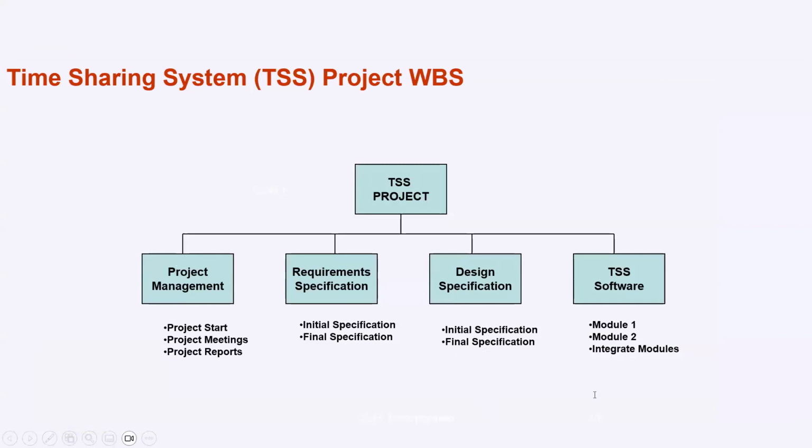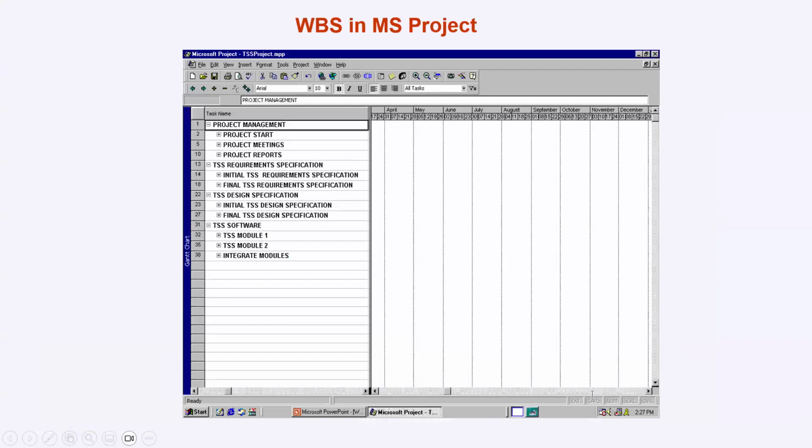When you're going to show it in the software, this is Microsoft Project. The name of the project is here, TSS, but it should be here as well. By the way, I took it from the internet. I haven't created this. So normally it will be there. Then you have level 2, you have level 3, and so on.